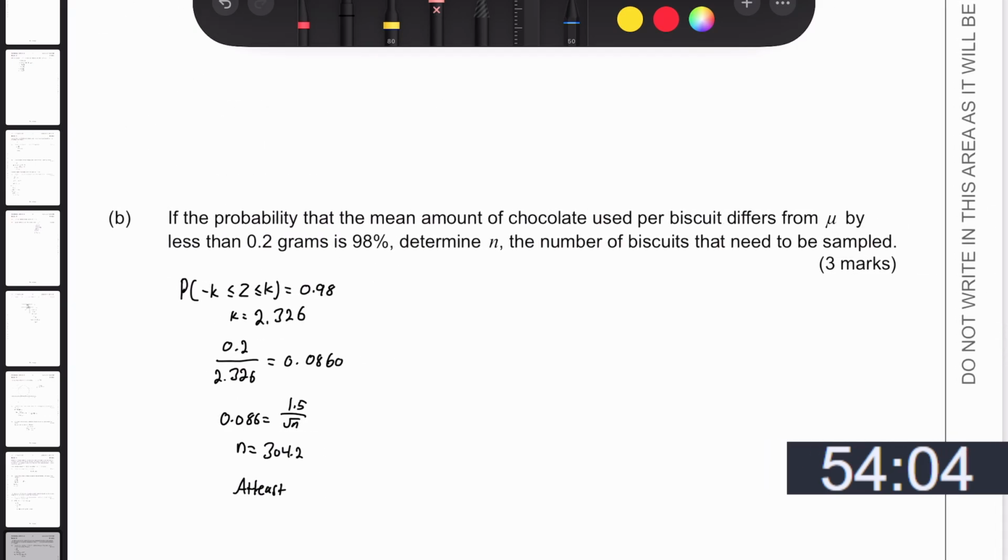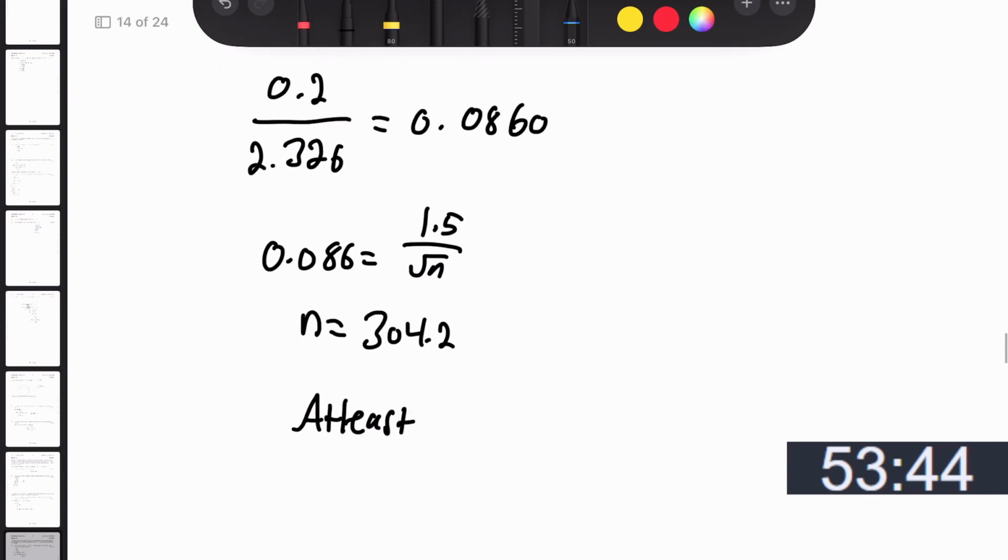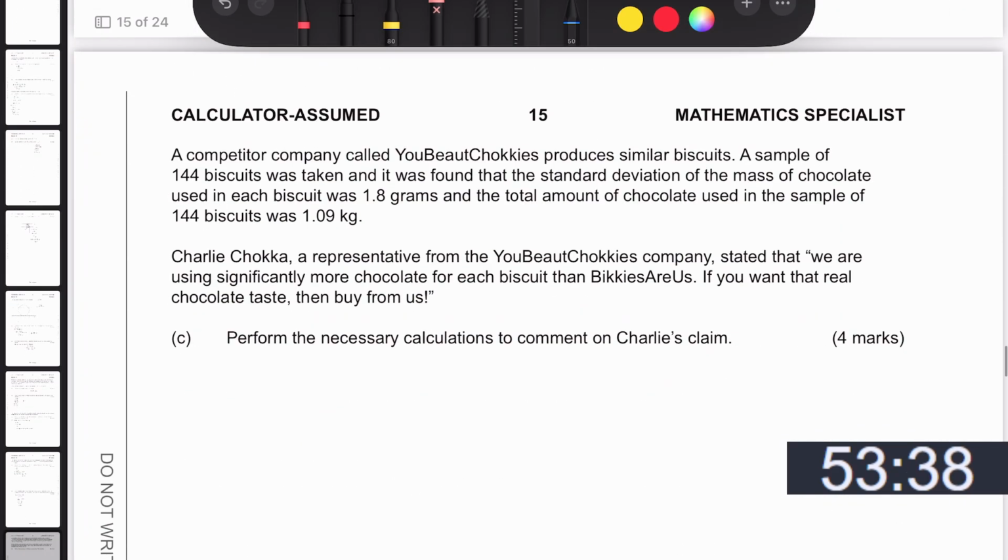different where the mean is less than, if the probability of the mean of chocolate used per biscuit differed by less than 0.2 grams is, so I can just say, let's say roughly 3 or 4, because it doesn't say like minimum sample size or whatever.